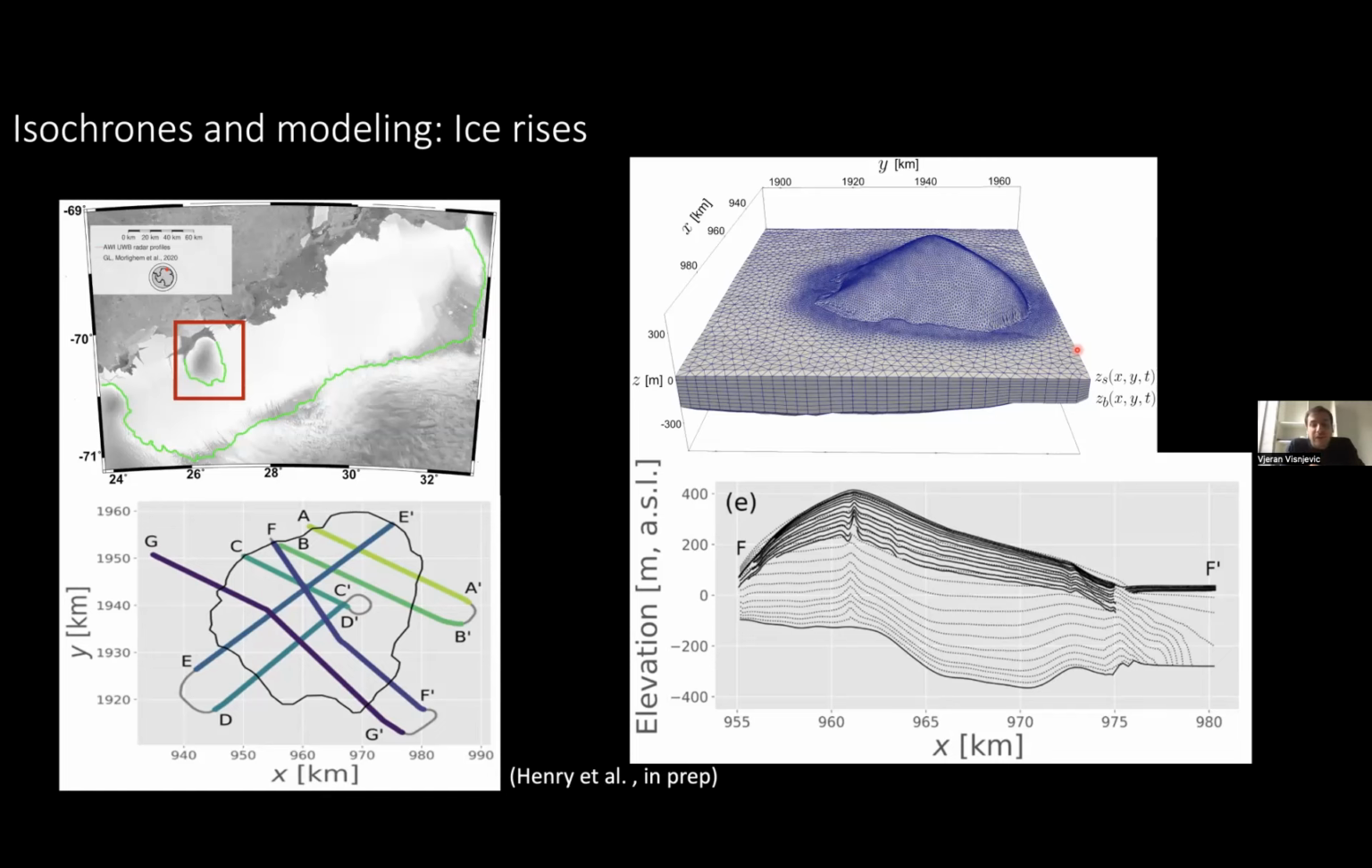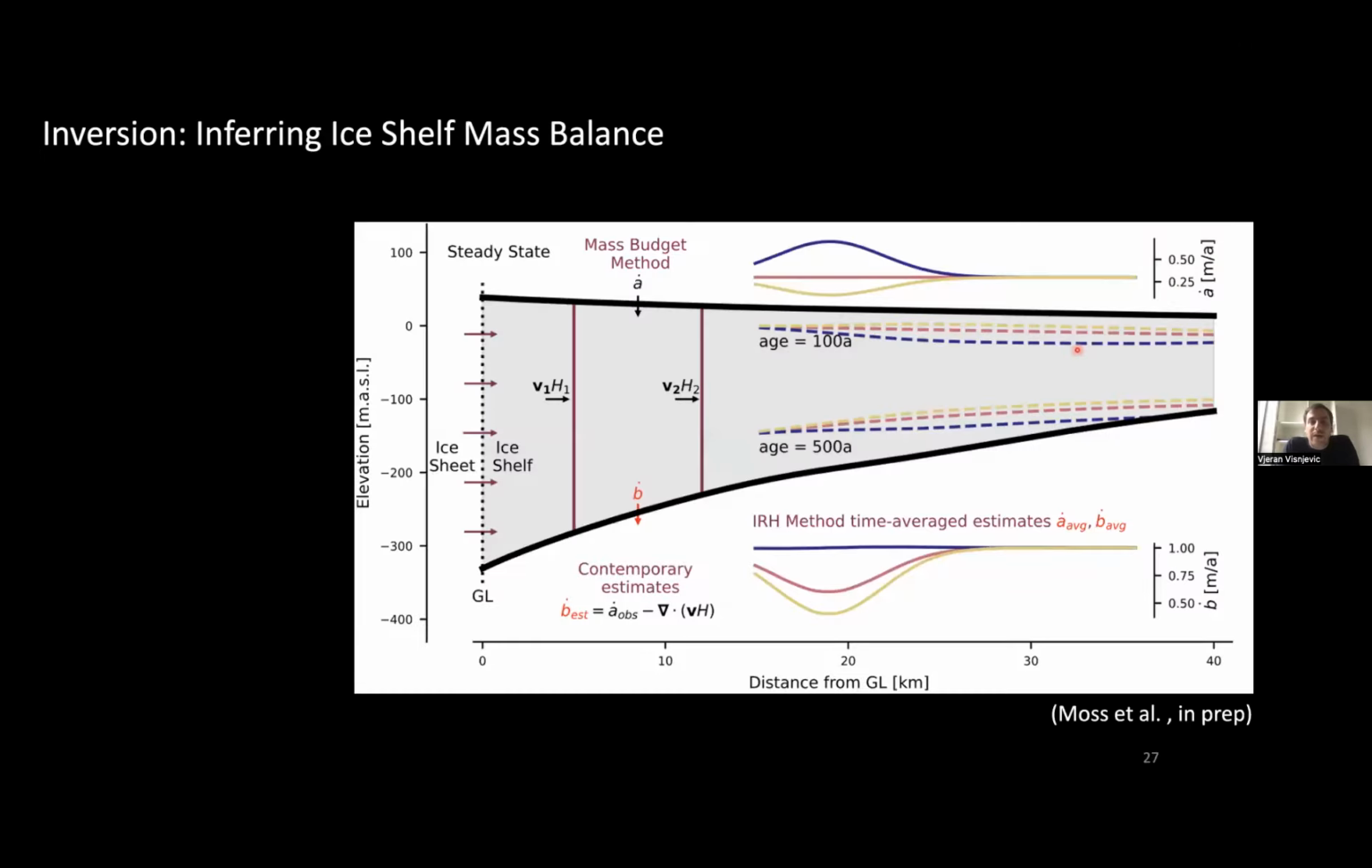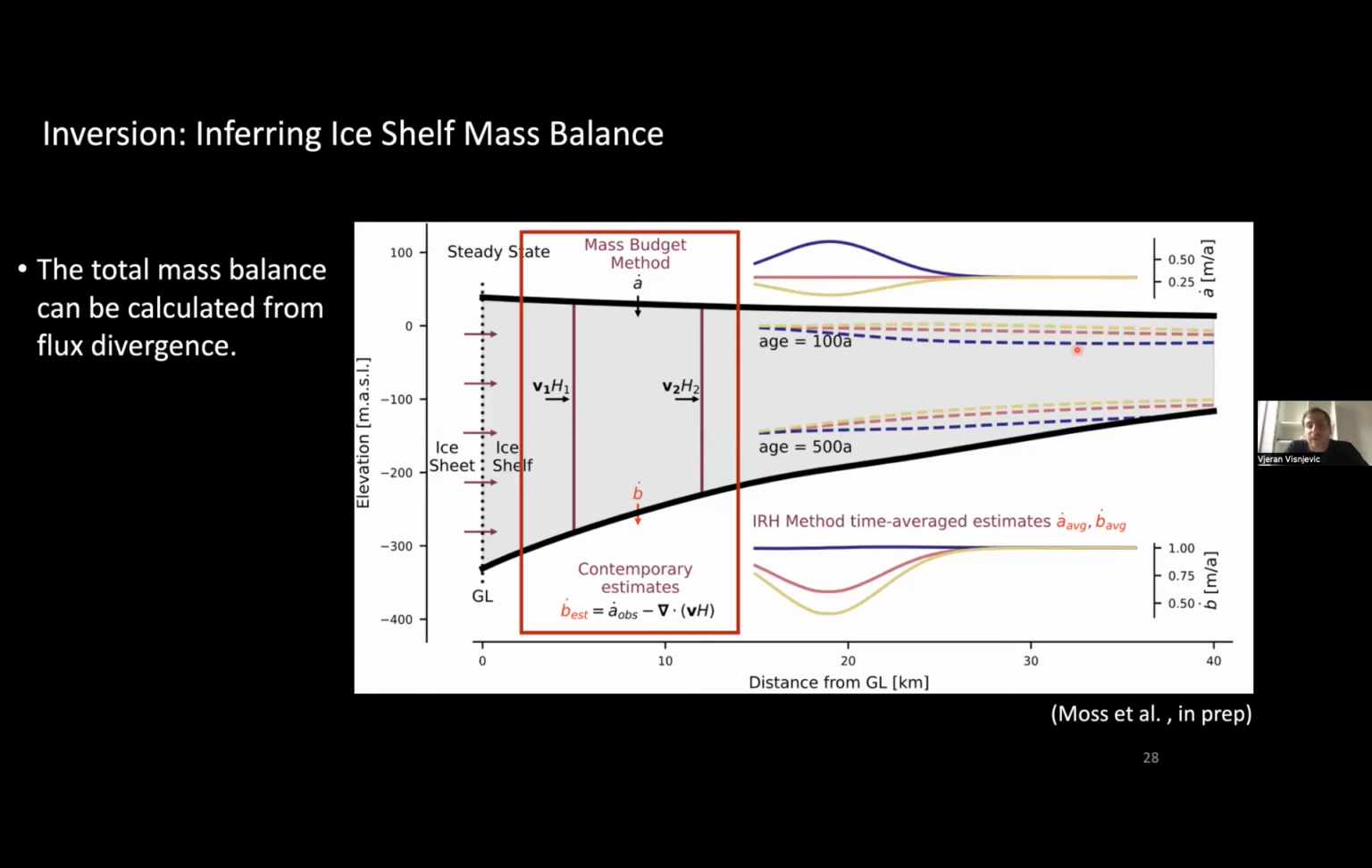So another thing in our group, besides forward modeling, we have done some inversions. And this is the PhD work of Guy Moss, who infers ice shelf mass balances from isochrones and ice shelf geometry. One of the things important to know is that we can get this from flux divergence. So if we know velocity and thickness on one side and velocity and thickness on the other side, we can calculate the total mass balance.